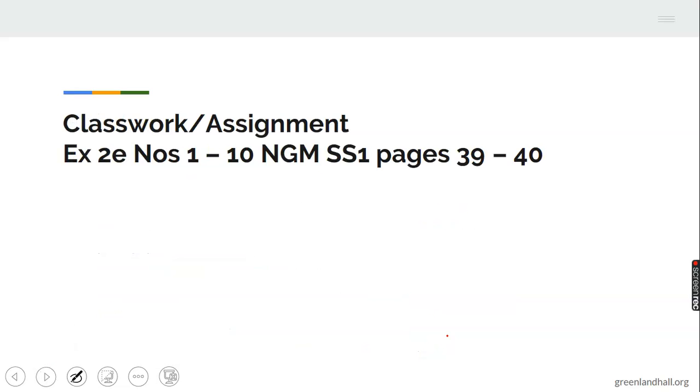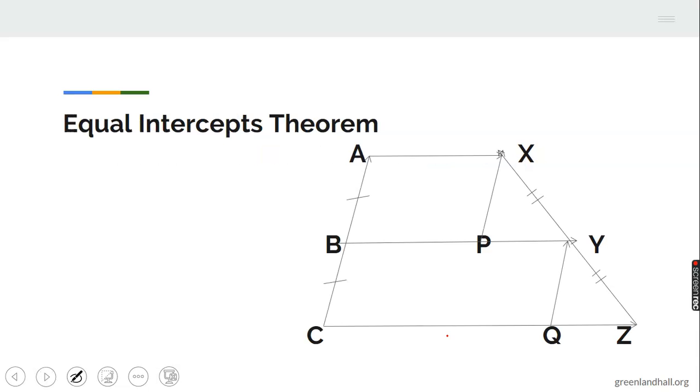We move on. Giving you this one as a class workbook assignment, exercise 2E, number 1 to number 10 in New General Mathematics, pages 39 to 40. Now, I'm moving on to the equal intercept theorem.